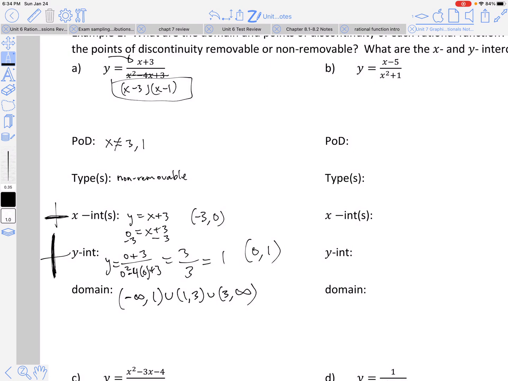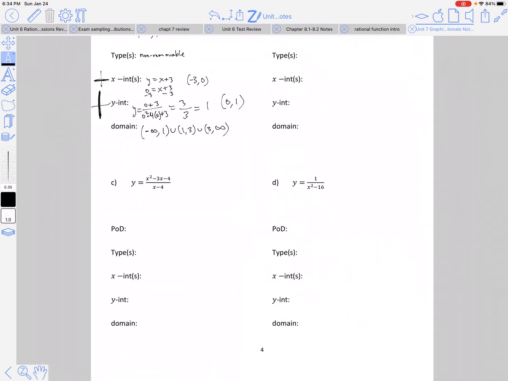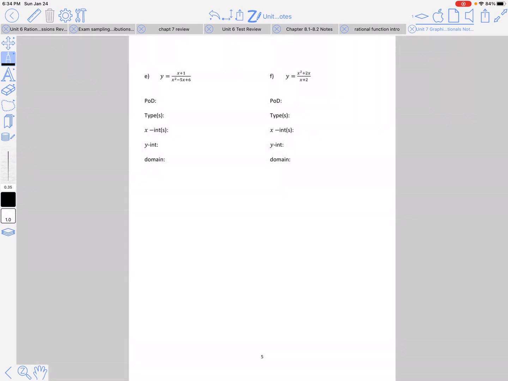All right, so I want you to try B, C, D, E, and F, and then there will be a video linked if you need to see those. But if you're ready to go for it. If not, watch the next video after you try them.